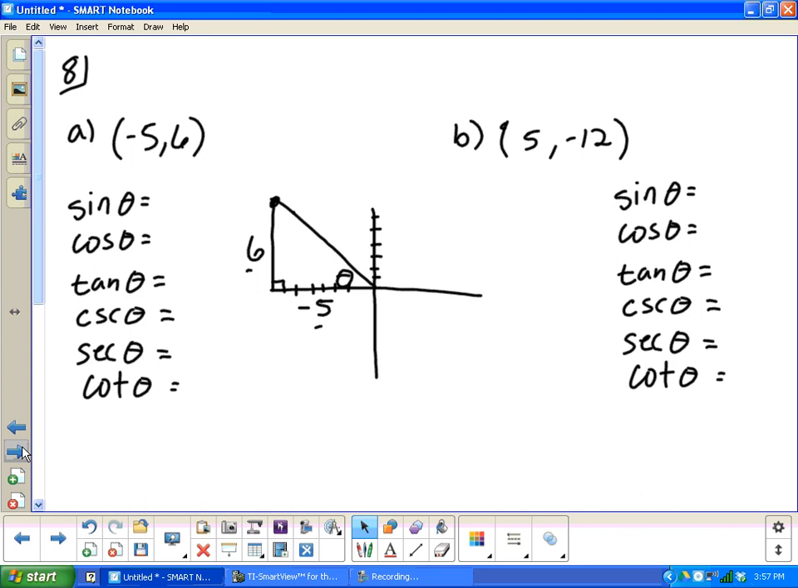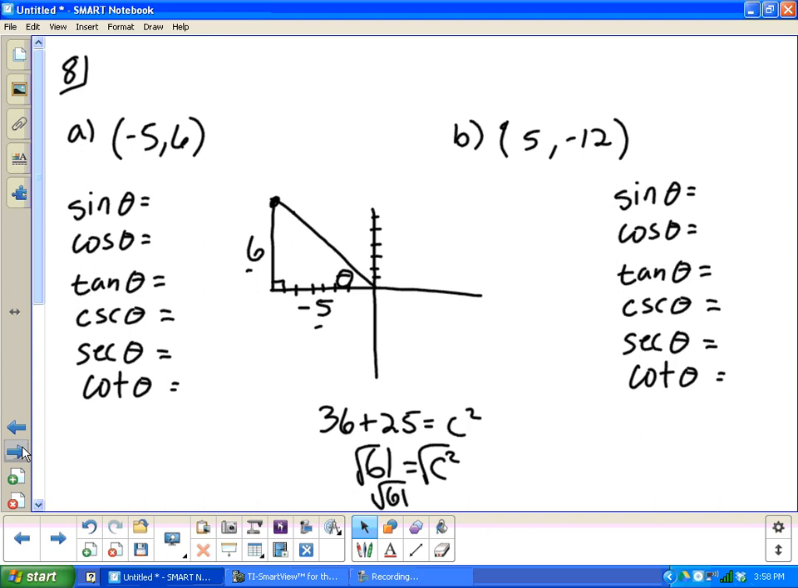That's not going to be hard. We're going to say a squared plus b squared equals c squared. So 36 plus 25 equals c squared. 36 and 25 here, I think, is 51. Wait a minute, 61. And that's not going to simplify to anything here, so it's just going to be square root of 61. So now from theta, all I have to do is look at my triangle and name them. So from theta there, the sine is opposite over hypotenuse. So it would be 6 over the square root of 61, which would rationalize to 6 square roots of 61 over 61. Cosine is adjacent over hypotenuse, so that would be negative 5 over square root of 61, which would rationalize to negative 5 square root of 61 over 61. And then the tangent is opposite over adjacent, so that would just be 6 over negative 5, so negative 6/5.